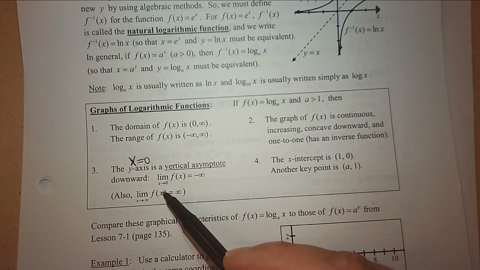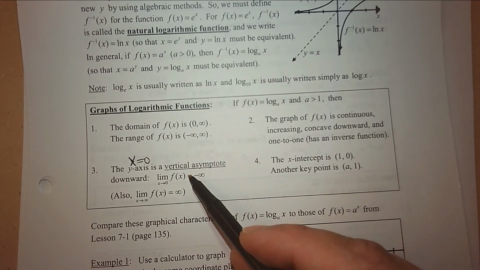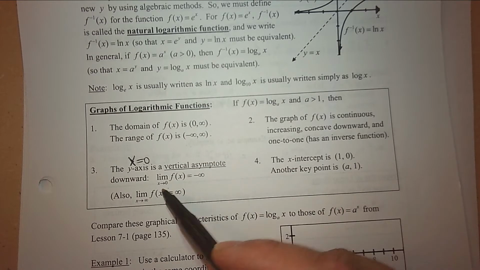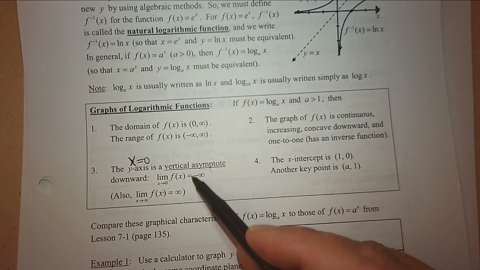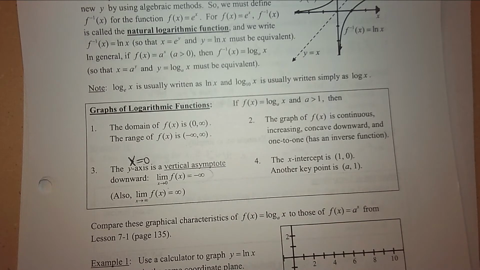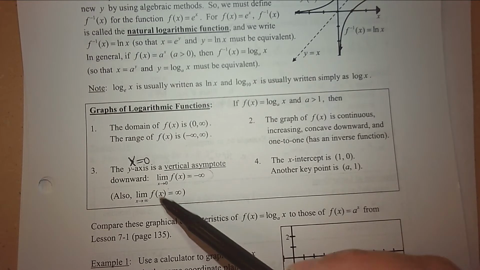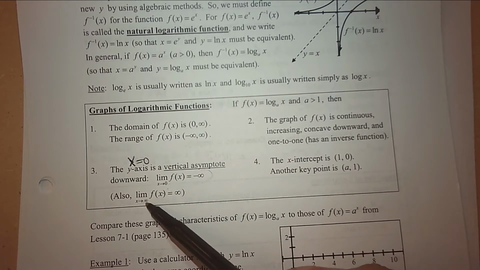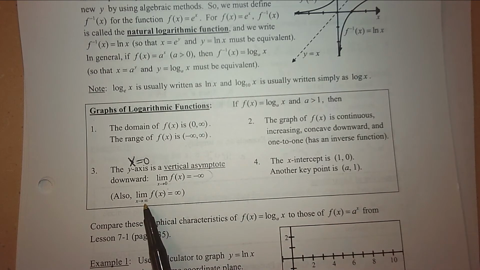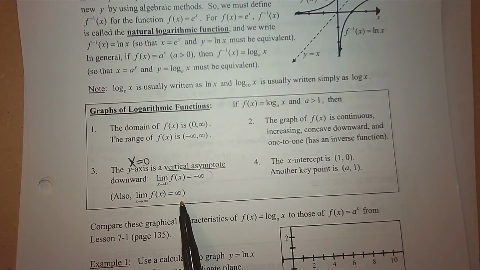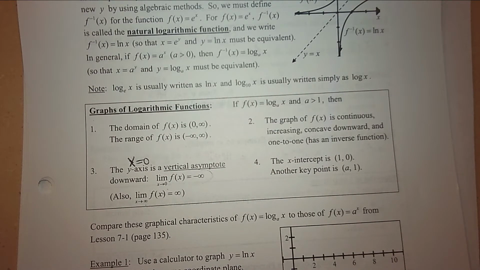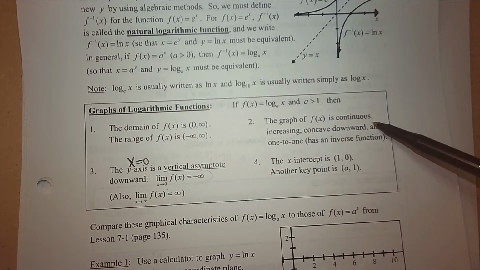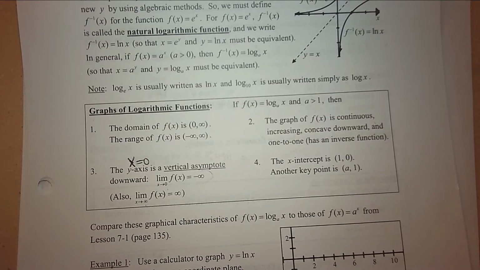What does this mean? The limit of the function as x approaches 0. So as the graph approaches 0, what direction is it pointing? To negative infinity, right? And then also, notice that talks about the behavior at 0. What's the behavior as x goes to infinity? What's the function doing? So the right-hand behavior is going up, but slowly. The graph of the function is continuous. It's increasing. It's concave down.